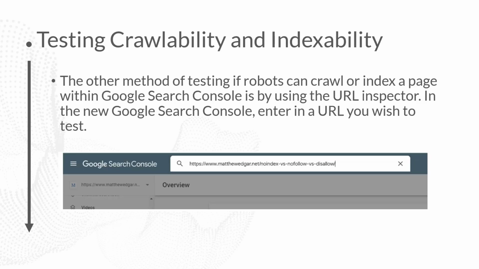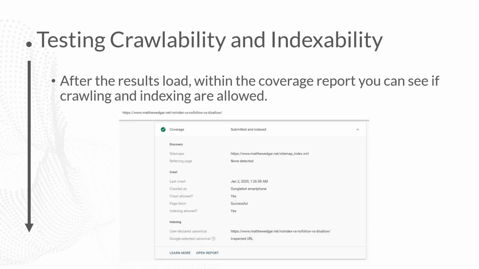Another method of testing if robots can crawl and or index a page within Search Console is by using the URL inspector. So in the new Search Console, you can go to the top and put in a URL in the bar to search for that particular page or inspect that particular page. And then once you do, you will get results about whether or not this page can be crawled or whether or not it can be indexed. So under the coverage section, you can see crawl allowed, in this case, yes. You can also see indexing allowed, in this case, yes.